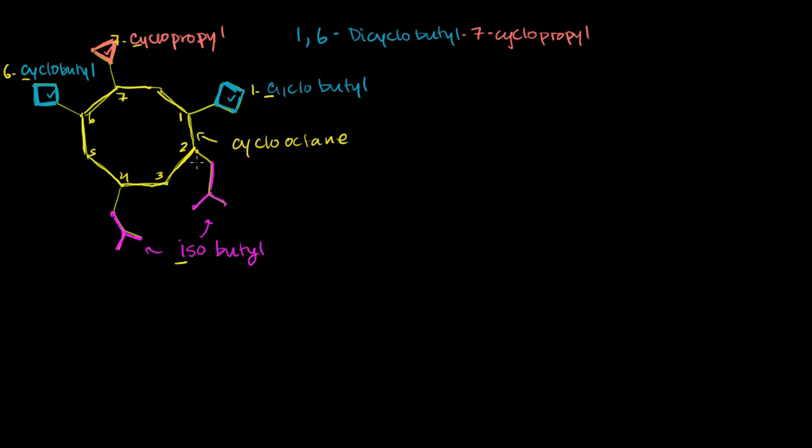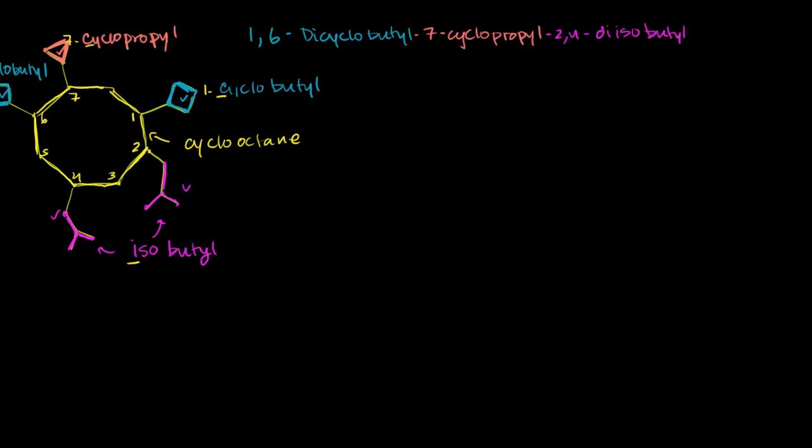And then at 2 and 4, we have an isobutyl. So then we have a 2, comma 4. And we have 2 of them, so it is diisobutyl. And then finally, cyclooctane. So we got the 2 and the 4 diisobutyls out of the way. And then we have our cyclooctane. So I'll just write the cyclooctane. And we're done. This was the common naming.